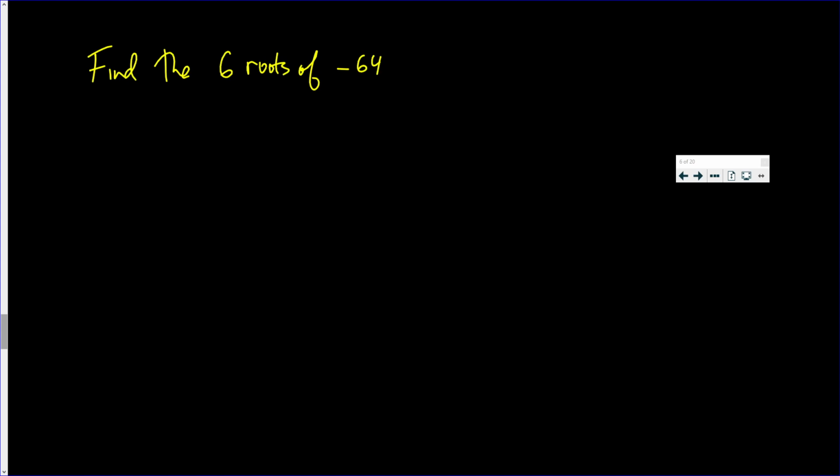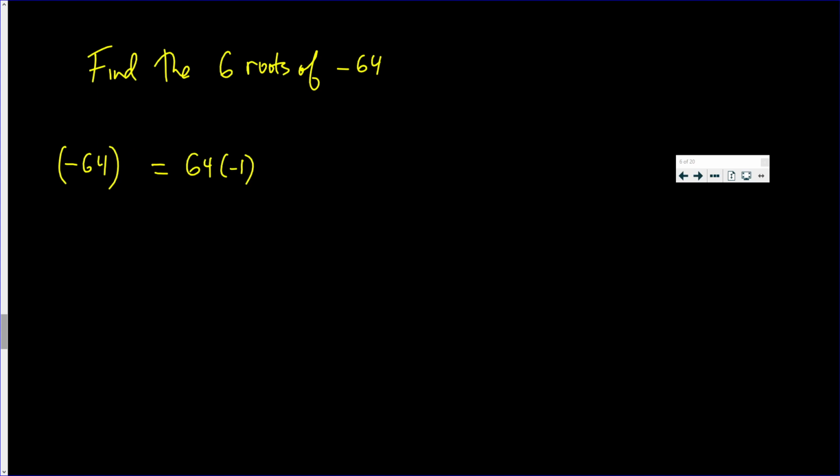Okay. So we have negative 64, and we want to raise it to the 1/6 power, and we want to find all the answers. In fact, there are 6 of them. So the first thing you want to do is write negative 64 as 64, which has to be positive, times negative 1. And I'll put everything to the 1/6 at the end.